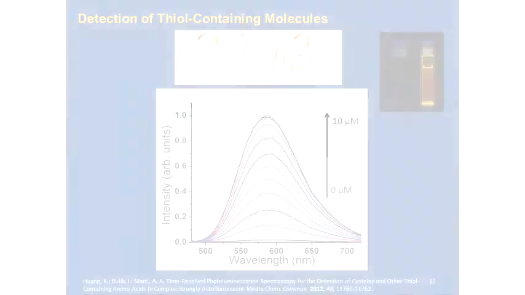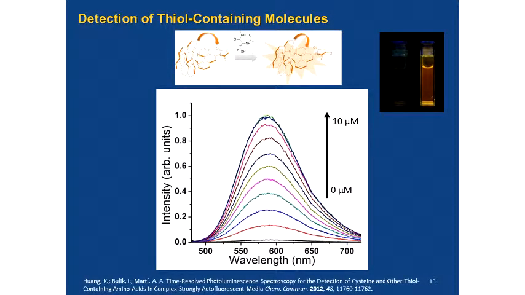But if you add your target DNA, it hybridizes to this part of the molecular beacon and forms a double-stranded DNA. The beacon opens up, and then the dye and the quencher are on opposite sides of the DNA strand. So now if you excite the dye, you get emission from the dye and a huge increase in emission. Now the dye is not quenched.